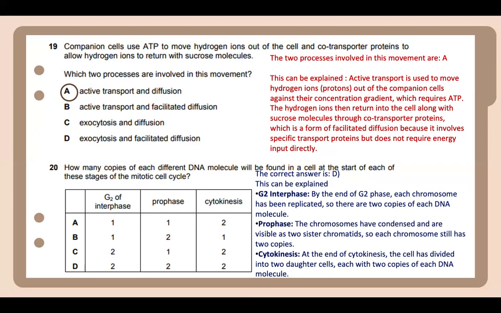And during prophase, the chromosomes have condensed and are visible as 2 sister chromatids, so each chromosome still has 2 copies. And for the stage of cytokinesis, especially at the end of this process, the cell has divided into 2 daughter cells, each with 2 copies of each DNA molecule.